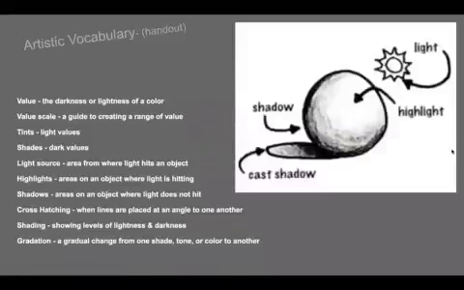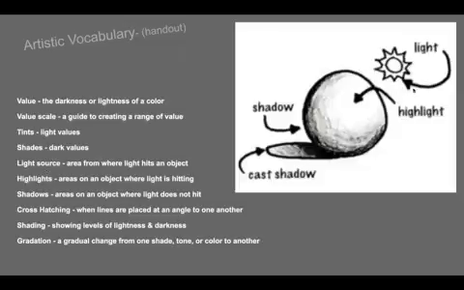Artistic vocabulary. Let's refresh our memory about the artistic vocabulary. I want you to consider these words when you are talking about the artwork in the critique process. So we have value. Value means the darkness or lightness of a color. The value scale is a guide to creating a range of value. Tints, meaning the light values. Shades, also referred to as tones, which are the dark values.